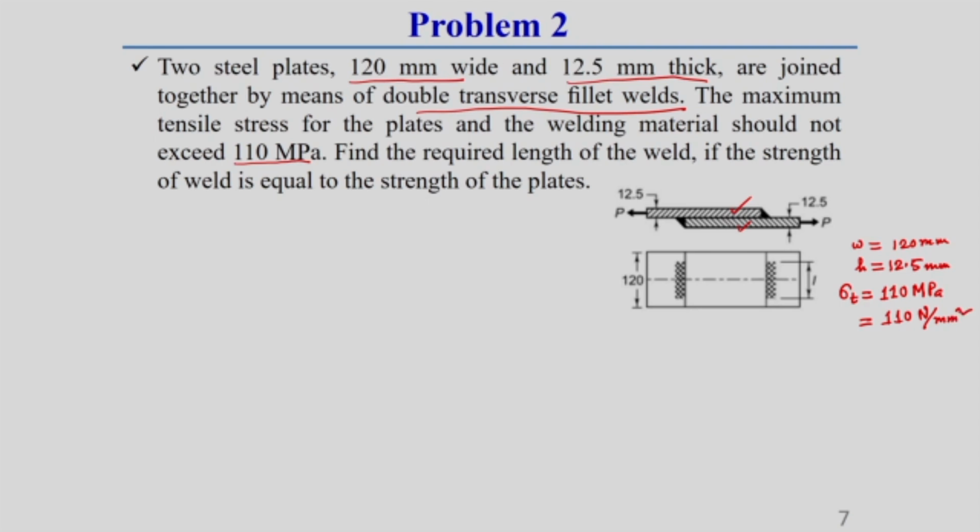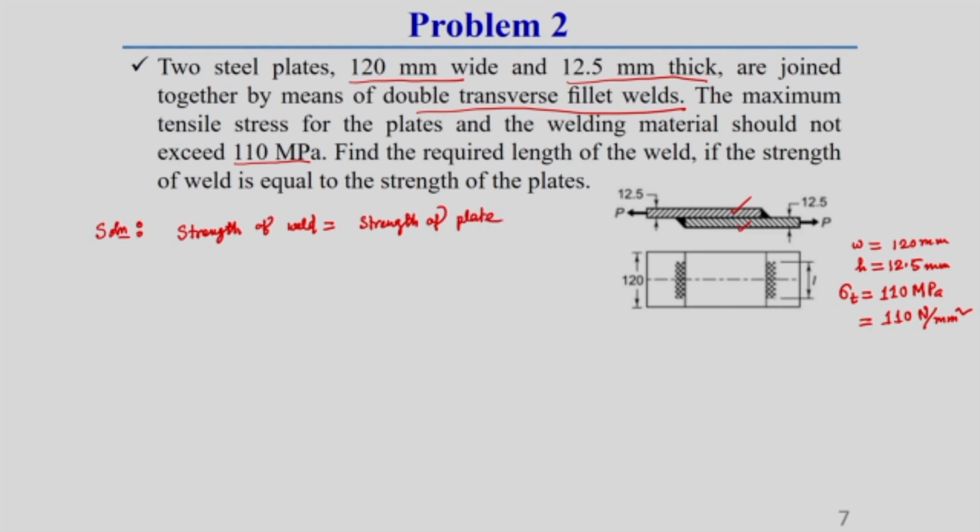Find the required length of the weld if the strength of the weld is equal to the strength of the plate. So, here we are considering the strength of this weld equal to the strength of the plate. These things we should note. So, what are the things given? Strength of weld equal to strength of plates.